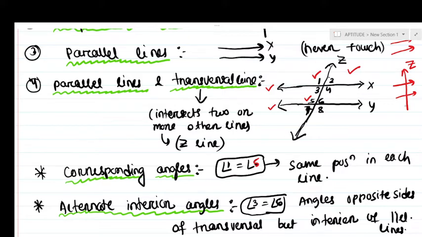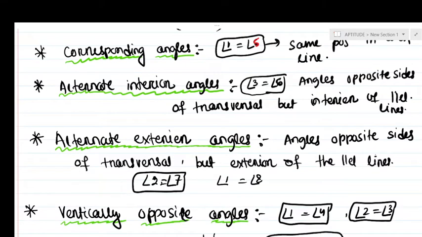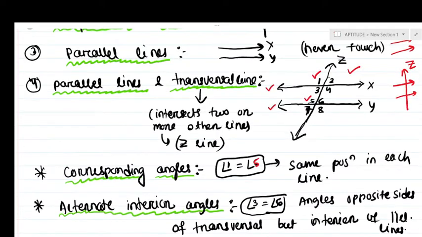Then the next angle is interior angle. Interior angles are angles 3 and 6. Alternate interior angles are angles on opposite sides of the transversal and interior to the parallel lines. This is the alternate interior angle. The next thing is alternate exterior angle, which means angles on opposite sides of the transversal line but exterior to the parallel lines. That is angles 2 and 7, and angles 1 and 8.